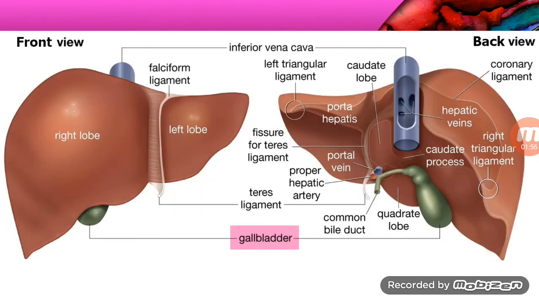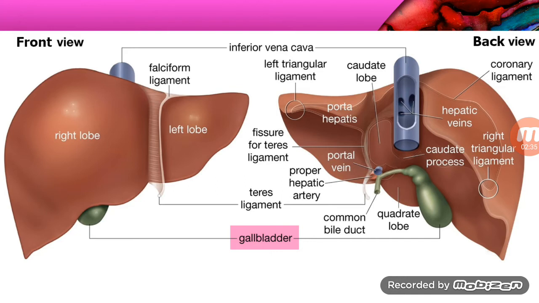See, this is the front view and the back view of the liver. If we see the front view, we will be able to see the two lobes. There are two lobes of the liver, right? One is the right lobe and another one is the left lobe. At the joining part of these two lobes, there is one ligament known as the falciform ligament.